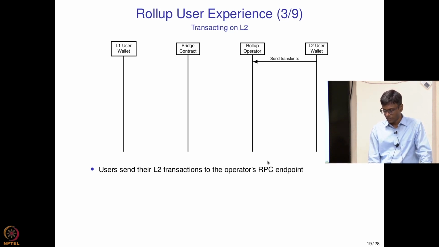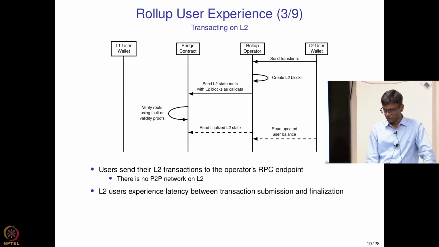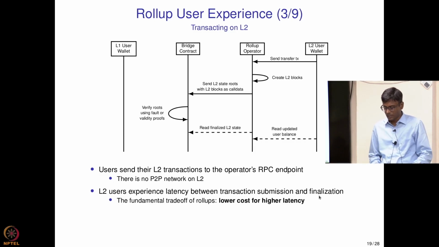It is sent to the operator's RPC endpoint, and again there is no P2P network on layer 2. Then the rollup operator will create the blocks, post the layer 2 blocks as call data, send the layer 2 state roots, it will get verified, and then the user balance will be updated. So this is how the transaction process on layer 2 works. Layer 2 users will experience a latency between transaction submission and finalization. So that is the trade-off.